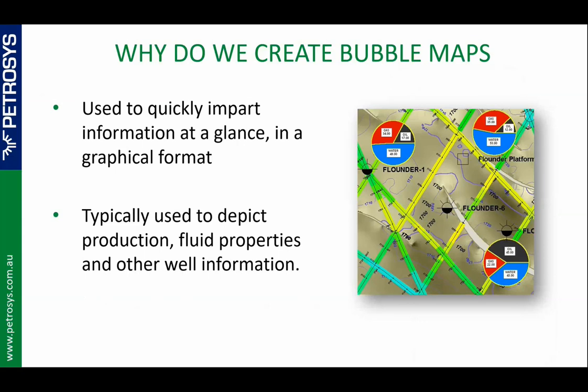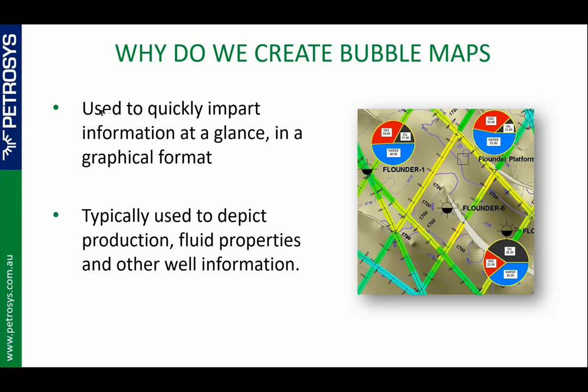Why do we create bubble maps? Well, because it's an easy way to impart information at a glance in a graphical format. So again, going back to a production data set, if you want to show production data like gas, oil, or water, using pie charts is a quick way to do that. And also it provides information quickly, so you don't have to check different tables or different texts. Just by looking at those pie charts, you get an idea and a quick way of seeing how that production works in your field, for example.